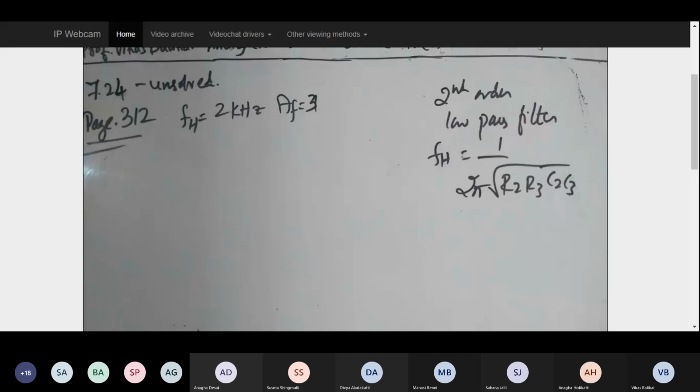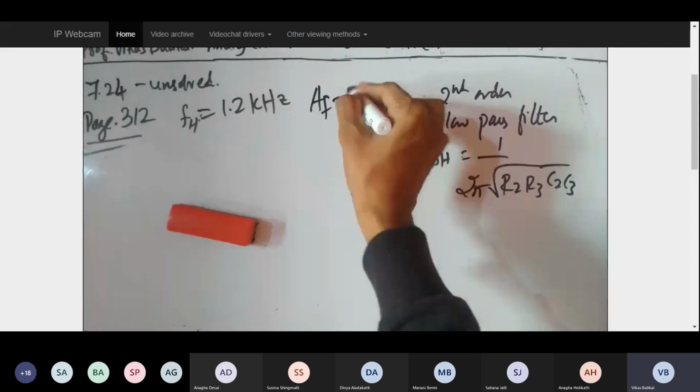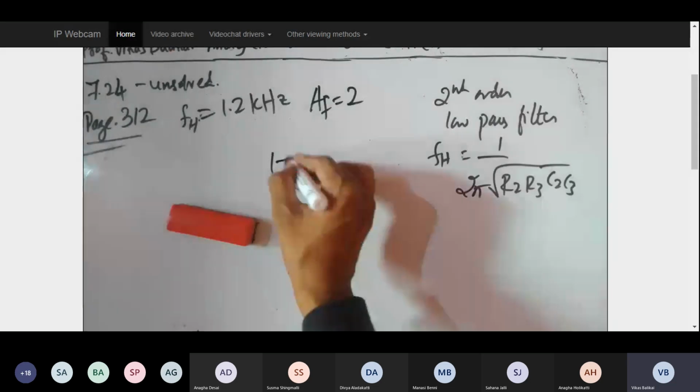If this is the scenario, then a lot of things have to be assumed. I need to assume the C values in order to calculate R2 and R3, and I need to also assume R1 and RF, or assume the gain, that is AF. Accordingly you can assume and do the things. Or else if he gives AF equal to some value, let's say AF equal to 2, then from this value I can calculate RF and R1.